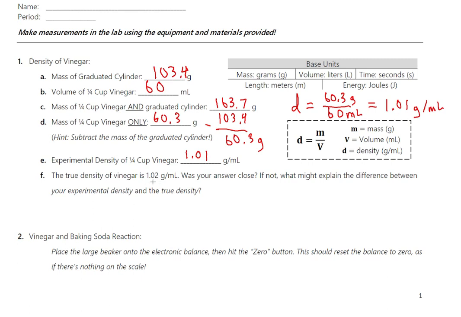Okay. Now the density is supposed to be 1.02 grams per milliliter. So you might think about what could cause the difference. You know, it was close, but why isn't it exactly 1.02? Okay, what happens in the lab that can affect our results and make it a little bit different?